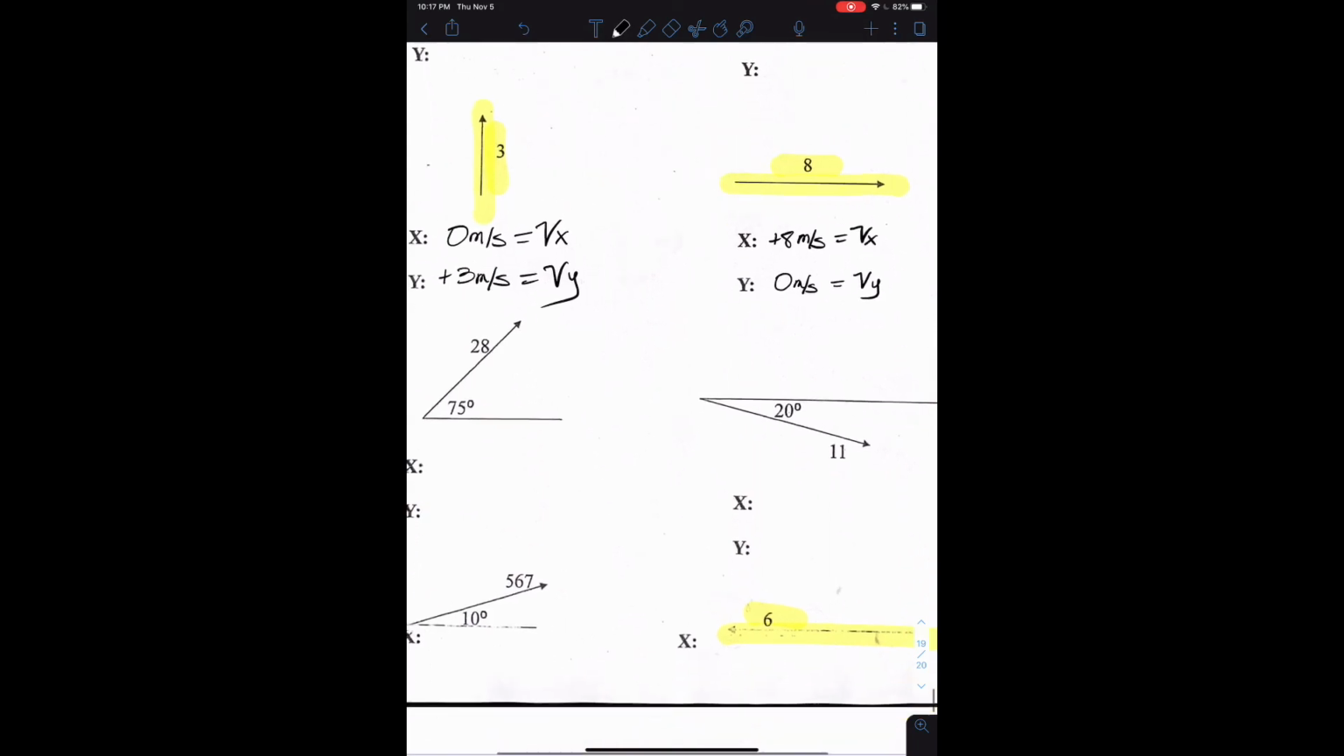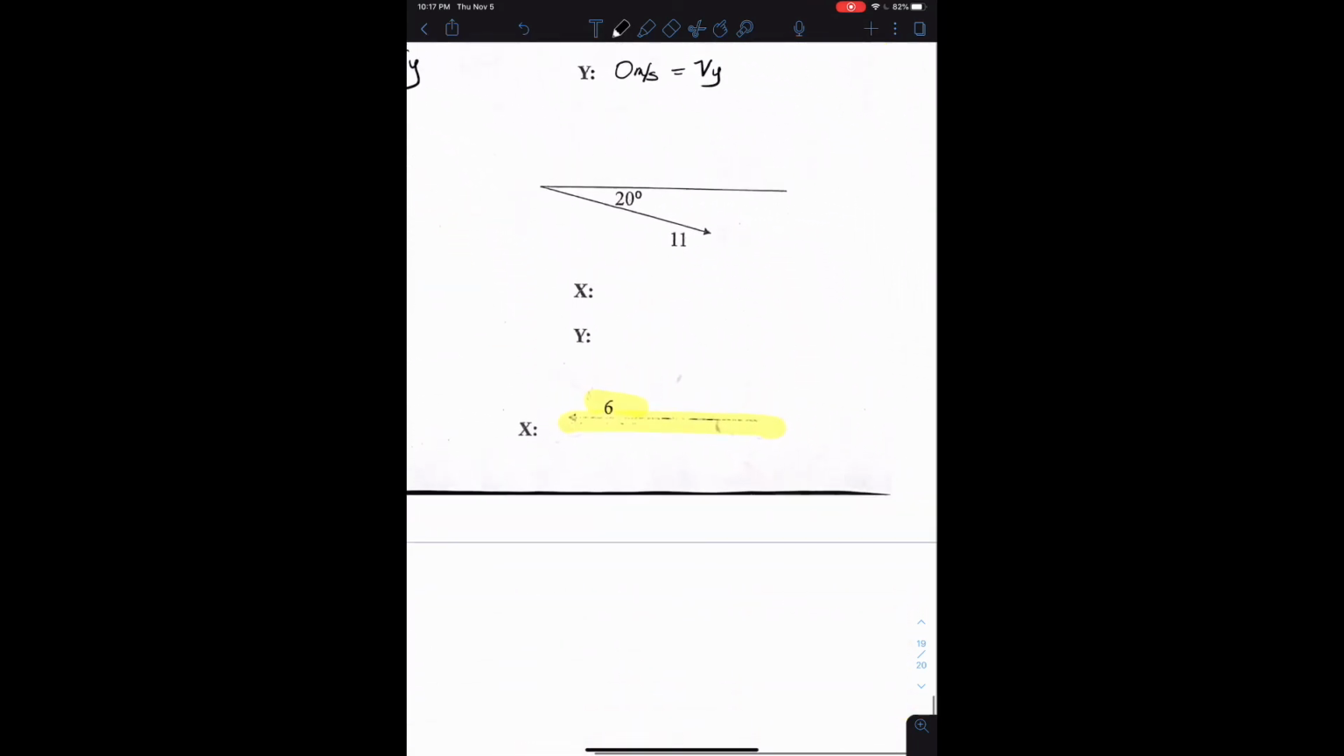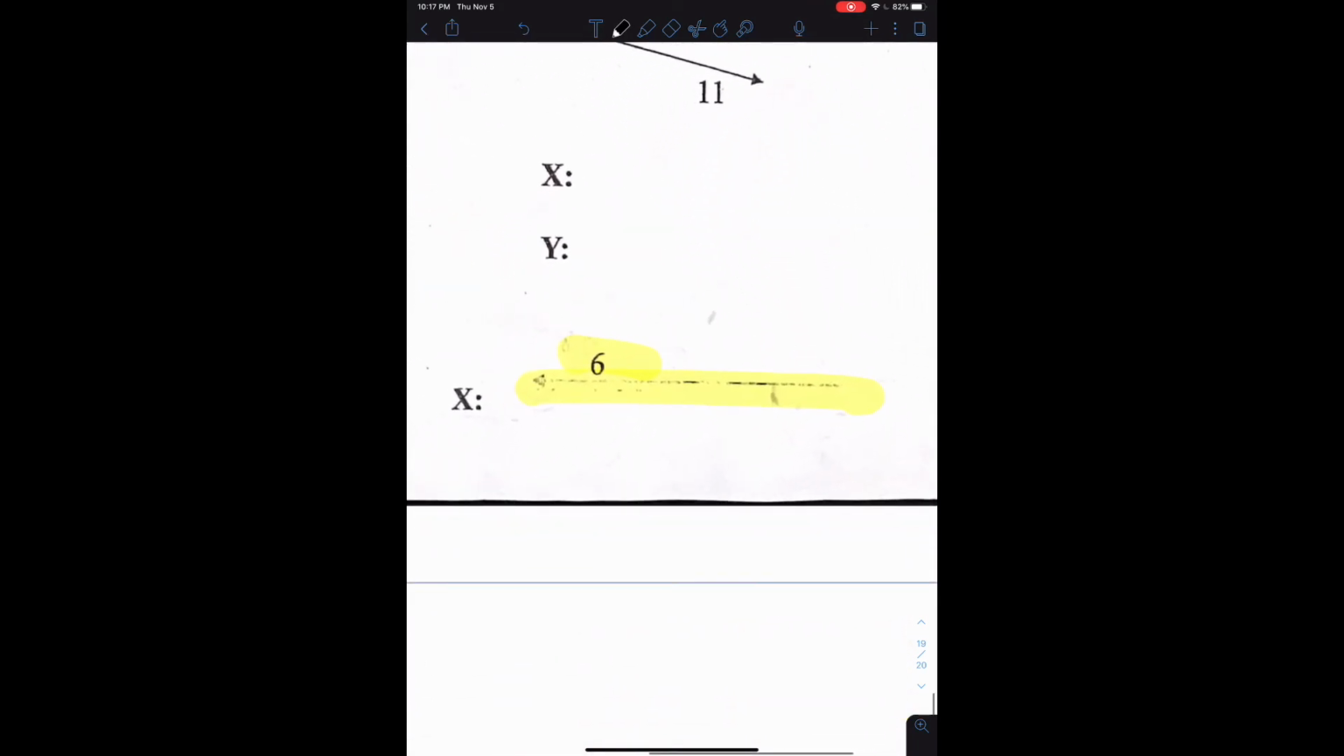Okay, cool. Let's go to this one down here. This one's not so bad then. We know that Vx is, well, this points left, right? Check that out. So this is going to be negative 6 meters per second. And Vy will equal 0 meters per second.